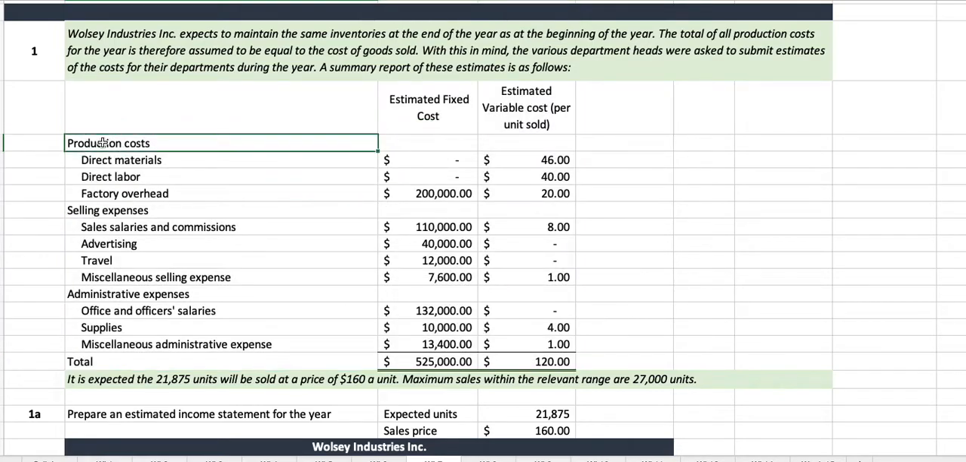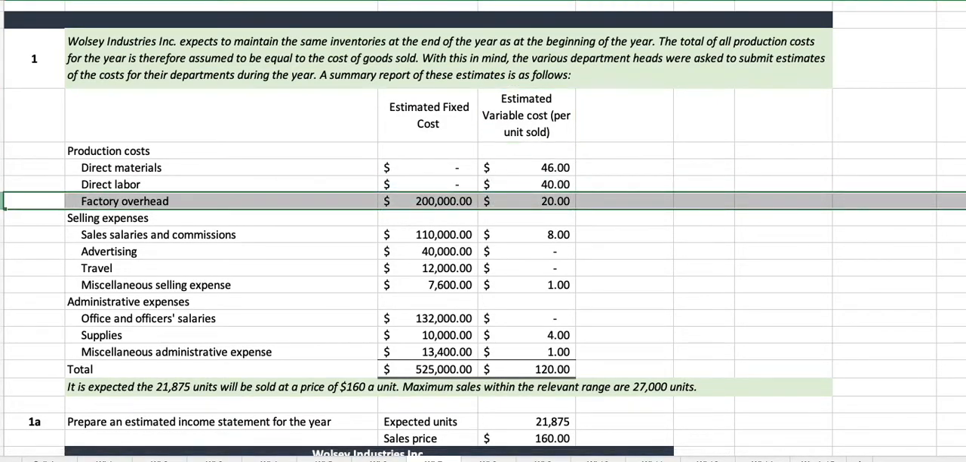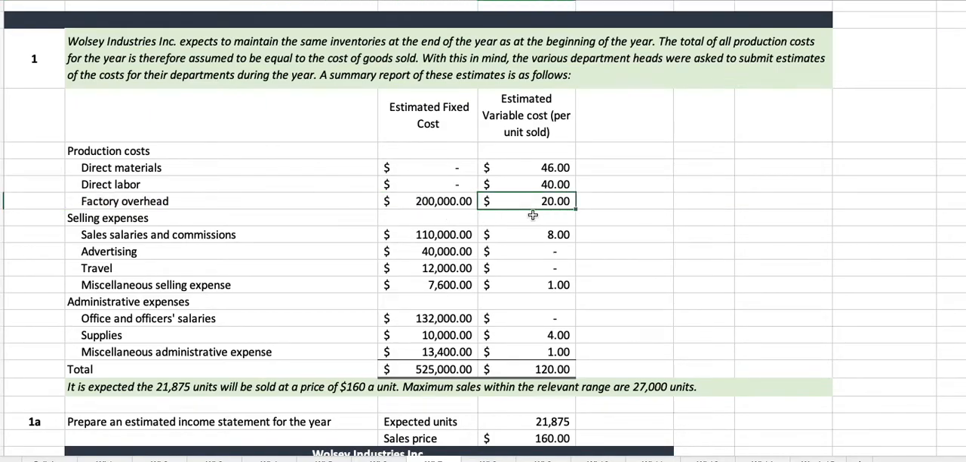We have production cost, selling expenses, and administrative expenses. We have two columns. One is our estimated fixed cost, and the other is our estimated variable cost per unit sold. When we get to factory overhead, we see that we have both fixed cost and estimated variable cost per unit sold. What this means is that even if I produced no units whatsoever, I would still have to pay $200,000 in estimated fixed cost. We'll see how we use both of these numbers as we get into the income statement below.